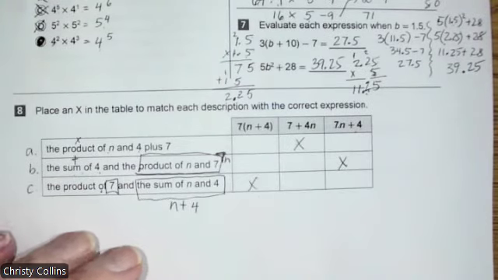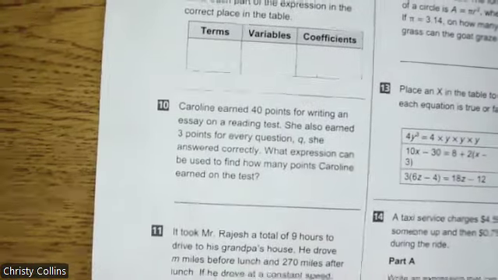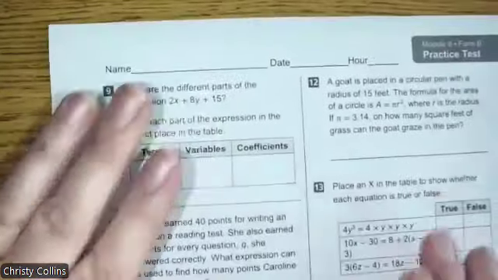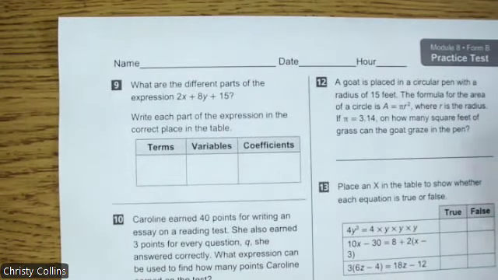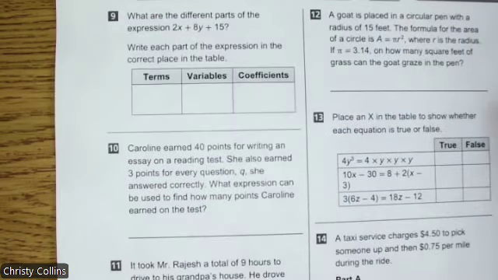Okay, moving on to number 9. What are the different parts of the expression 2x plus 8y plus 15? Write each part of the expression in the correct place in the table.